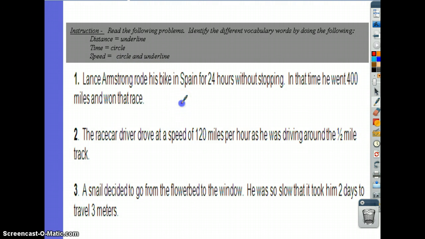Lance Armstrong rode his bike in Spain for 24 hours without stopping. I see a number. 24 hours is a time, so we circle it. In that time, he went 400 miles and won the race. 400 miles is a distance. Rulers are straight, so we underline.